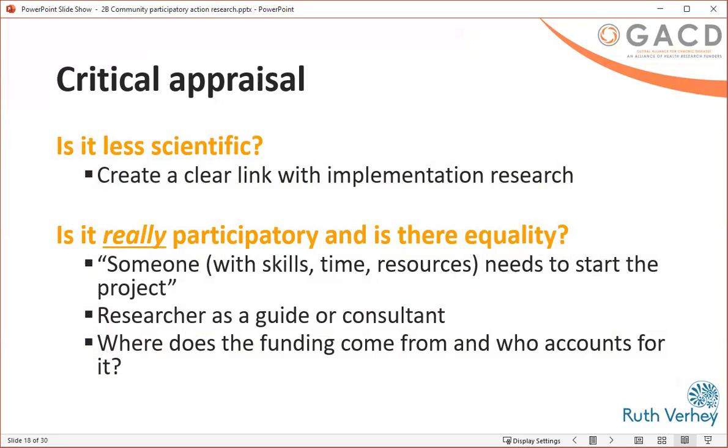Researchers often act as guides and consultants. And if you remember back, that's why it's important that they are self-conscious about their role when they go into a community and leave the community again. Where does the funding come from? Always, and who accounts for it, is just important.